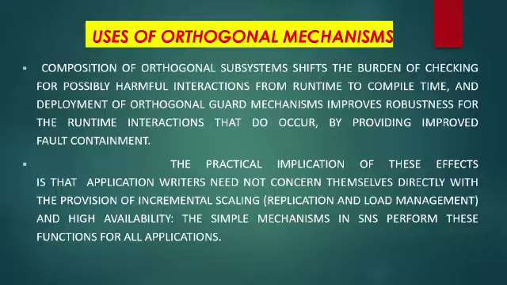What are the uses of orthogonal mechanisms? Composition of orthogonal subsystems shifts the burden of checking for possibly harmful interactions from runtime to compile time, and deployment of orthogonal guard mechanisms improves robustness for the runtime interactions that do occur by providing improved fault containment. The practical implication of these effects is that application writers need not concern themselves directly with the provision of incremental scaling and high availability. The simple mechanism in Scalable Network Server performs these functions for all applications.